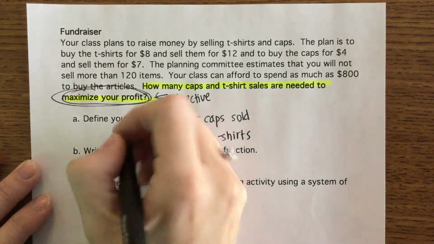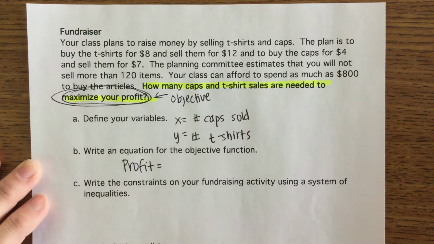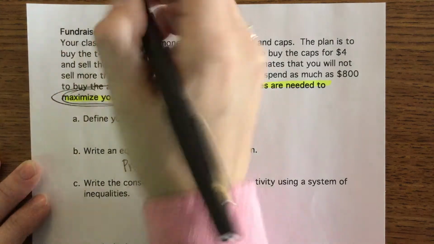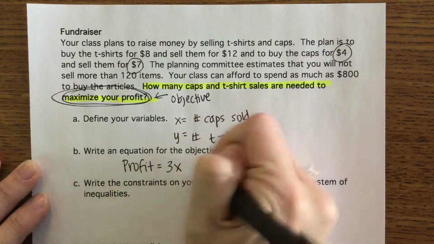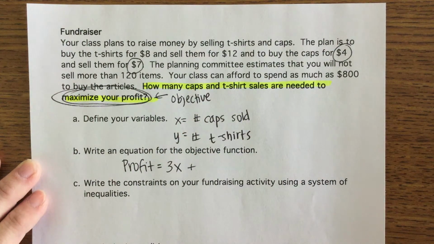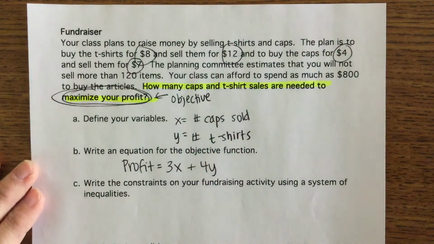Okay, so we need an equation. Our profit, how much do we make off of each cap? Miranda? $7. Close. $3. Lucas, why 3? Because you get them for 4 and you sell them for 7. Right. So we sell them for 7, yes, but we had to buy each one for $4. So we make $3 off of each cap. Likewise, how much do we make off of a t-shirt? $4. So we sell them for 12, but we had to pay $8 to buy them.